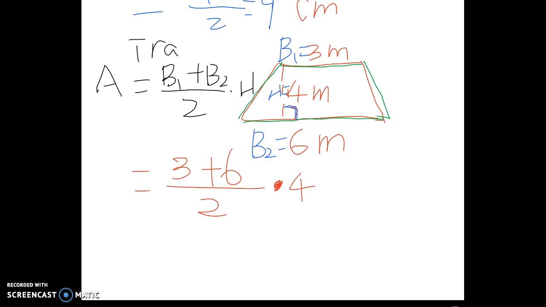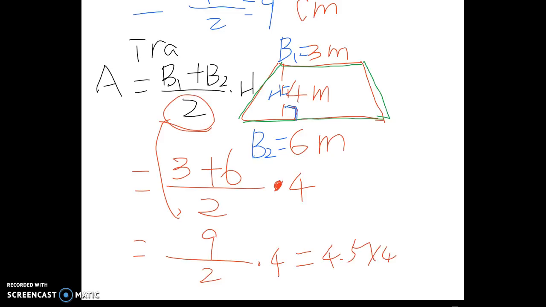That 2 is from the formula. Always we just copy it to here. So now we got 3 plus 6 is 9 divided by 2 times 4. So 9 divided by 2 is 4.5 times 4 equal to 18. Or you can use 4 divided by 2, you get 2. 2 times 9, still 18 meter squared.